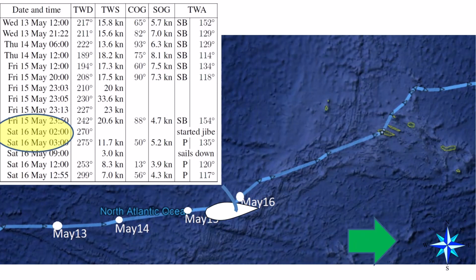Then around 2 a.m. in the morning, the wind veered even more. So now it's straight out of the west, and now there's no way I can sail starboard tack and come to the Azores. So I have to prepare for a jibe. I started that jibe, and that turned out to be a bit of a nightmare. It took me an entire hour, but eventually I got the boat jibed.